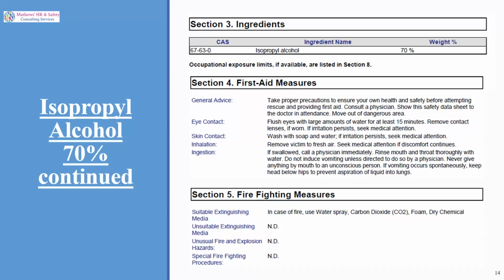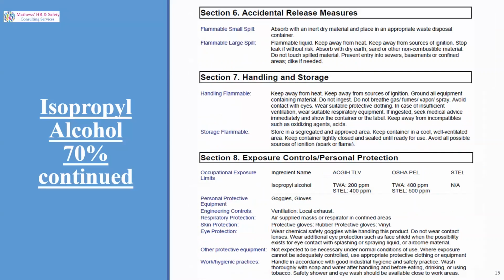Now with firefighting measures, it does tell you you can use a water spray or carbon dioxide, a foam, or a dry chemical. So if you are going to grab a fire extinguisher, make sure you have one that covers all of this. Typically in healthcare facilities, you're going to see an ABCD or just an ABC, and those are more universal for use. In section 6, we talk about how to handle a small spill or a large spill. Then we talk about handling and storage. Again, this is where your central supply or maintenance teams need to know what to do for handling and storing.